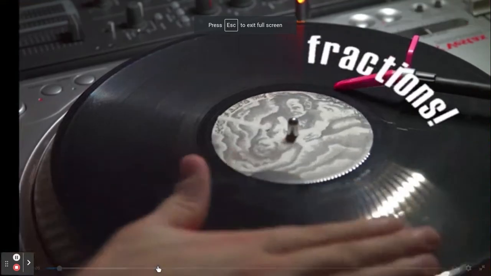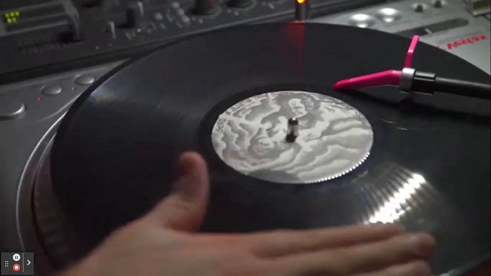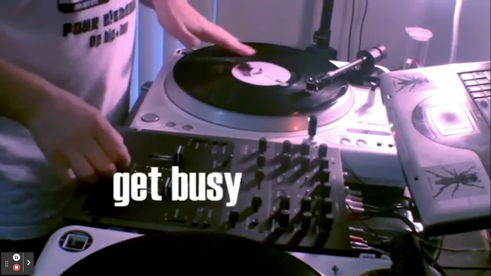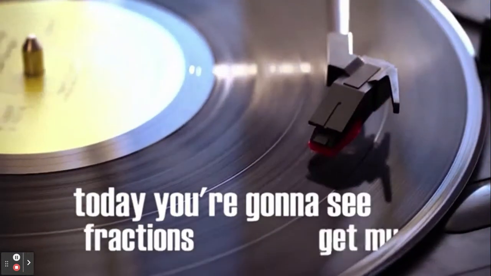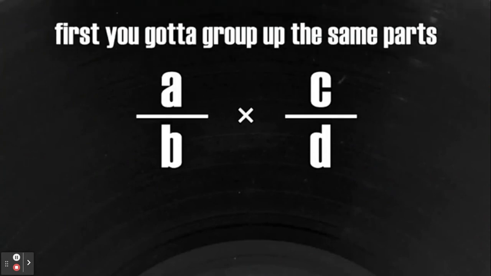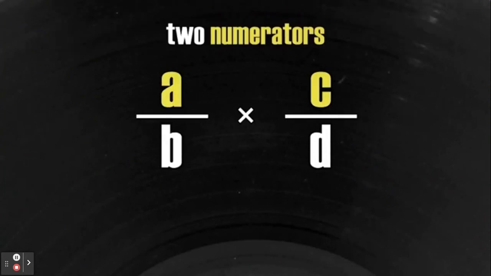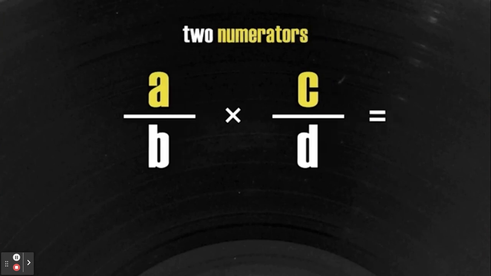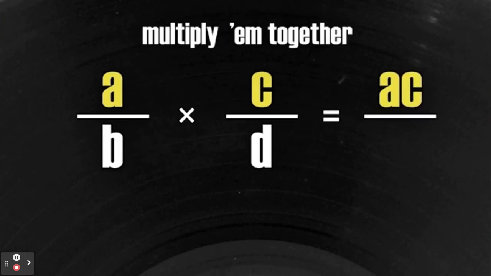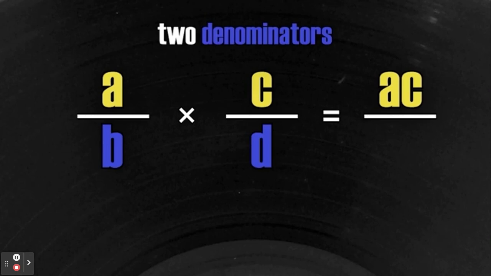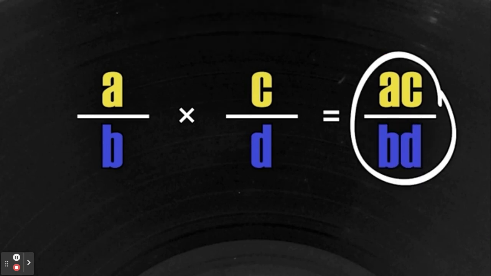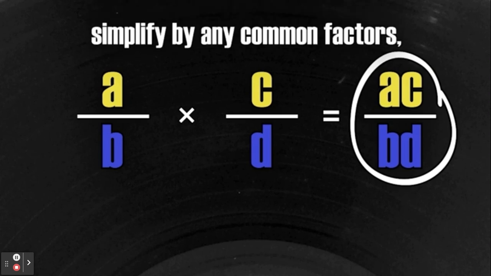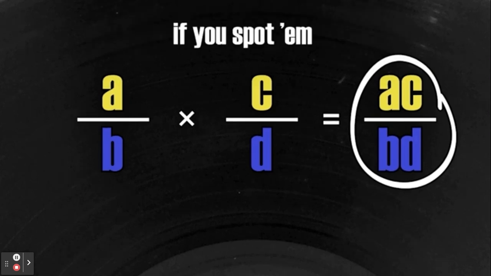Multiplying fractions. You know how we do. Peace, y'all. Hope you're feeling all right. Today you're gonna see fractions get multiplied. Okay, so here's how it starts. First, you gotta group up the same parts. The two numerators, those are on top. Multiply them together, yeah, but don't stop. The two denominators, the ones down below, you've still got to get the product of those. There's your answer, top and bottom. So simplify by any common factors if you spot them.